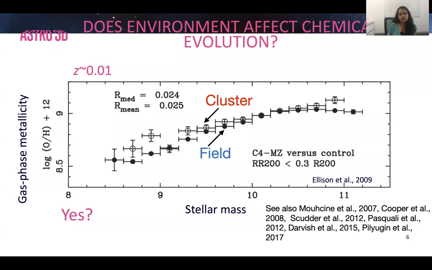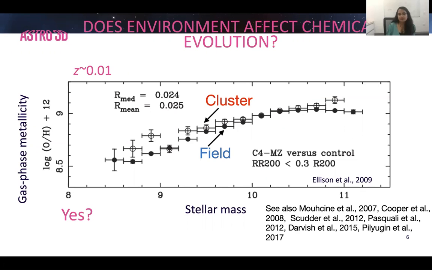But we do see some enhancement in the metallicity: low mass cluster galaxies are slightly more metal rich than the field galaxies at the low mass end. But at the high mass end, there's absolutely nothing. The problem with these local studies is that in the local universe, hardly any cluster galaxies are forming stars. I showed you a couple of slides back that most galaxies in cluster environments at redshift 0 are not forming stars.